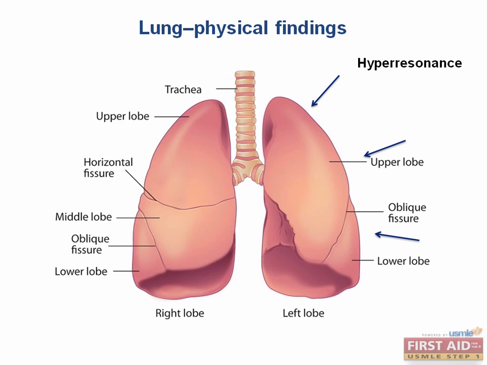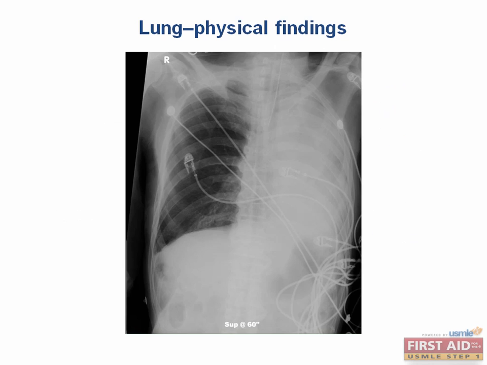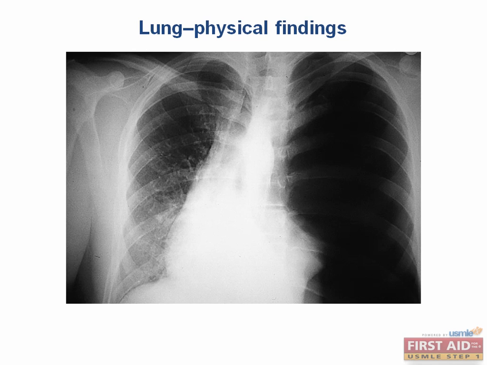This is really the only condition where you expect to see hyperresonance. The collapsed lung causes a hollow space in the chest cavity. In a spontaneous pneumothorax like this, the trachea tends to deviate towards the side of the collapsed lung. With a tension pneumothorax, the tracheal deviation would be away from the side of the lesion because the trapped air on the side of the collapsed lung pushes the mediastinal structures, like the trachea, to the other side, as you see in this chest x-ray.